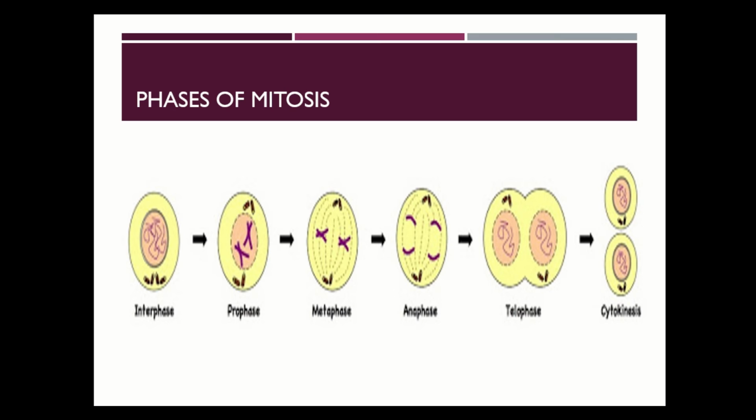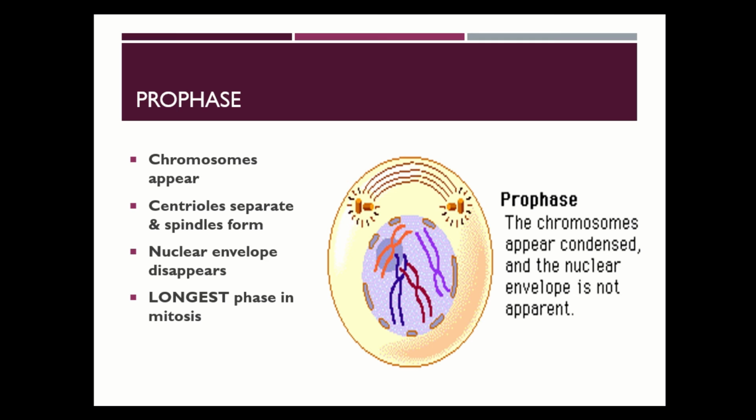So ang tatandaan na lang natin dito is the word PMAT. P stands for Prophase, M stands for Metaphase, A is for Anaphase, T is for Telophase, and then the last one we have the cytokinesis, which is the division of the cytoplasm. So let's first talk about the Prophase.